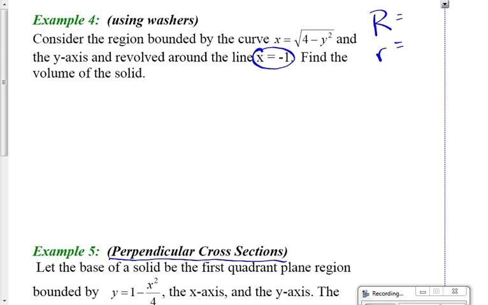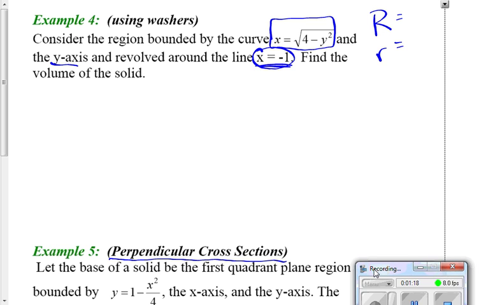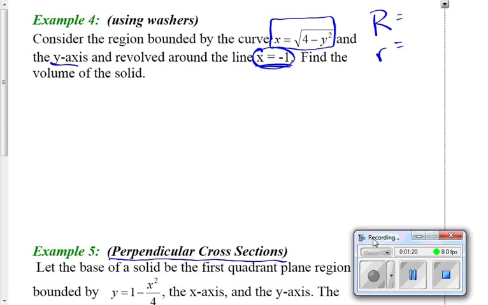So will you do your best to graph the region that is bounded by this interesting looking function? Will you play with it algebraically to see if you can come up with what that is? And then the y-axis rotated about the line x equals -1. So will you graph that region and the line x equals -1, and we'll come back together in just a minute. Do your best to play around with the algebra to see if you can get what that function looks like.